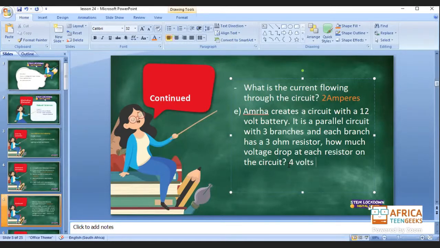Yes, sir. So today we are dealing with this one. I knew that most of you would not get this one, since last week we did not actually do parallel circuits. But today we are doing parallel circuits.